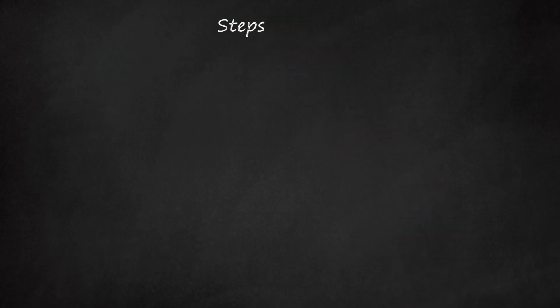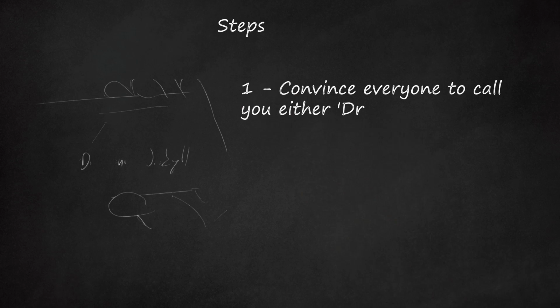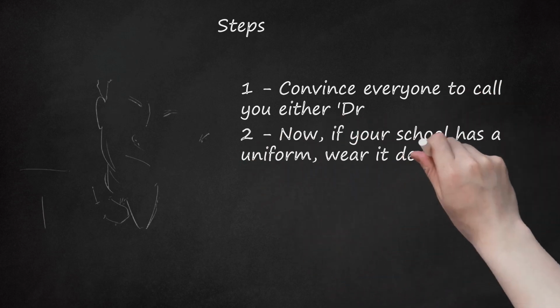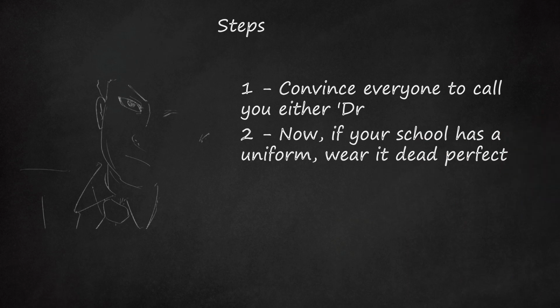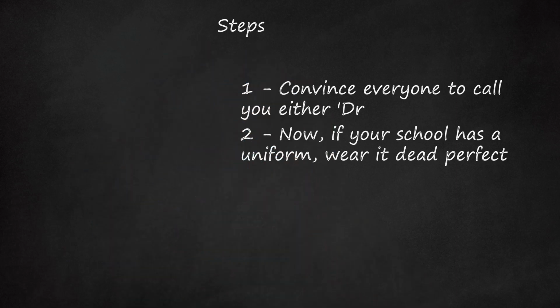Steps. 1. Convince everyone to call you either Dr. Jekyll, Jekyll, or Henry. Henry is only for close friends, others may call you Jekyll or Dr. Jekyll. Make it clear that close friends can call you any of the three. 2. Now, if your school has a uniform, wear it dead perfect. If a skirt has to be a certain length, do it. If you need a tie to be a number of stripes, yes, do it. If you don't have a uniform, wear a white blouse, black trousers, a black waistcoat, and, if you can, a Victorian-style black jacket. Or, just look neat and smart.